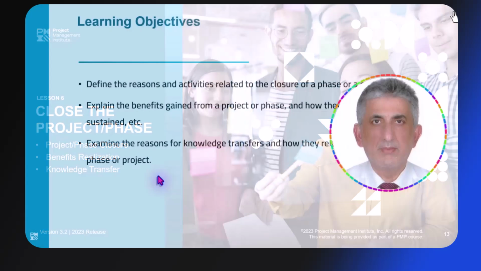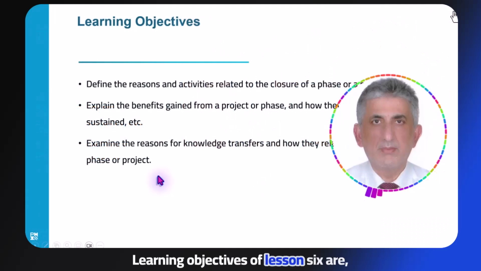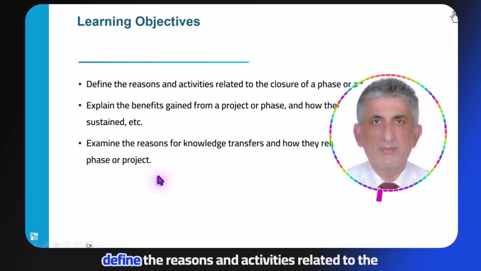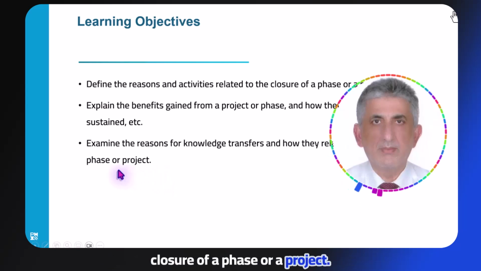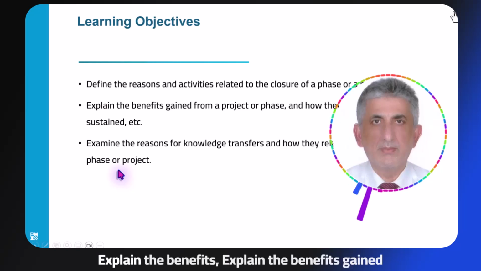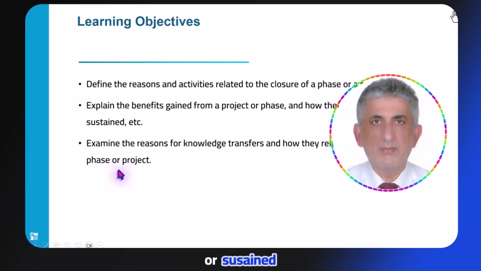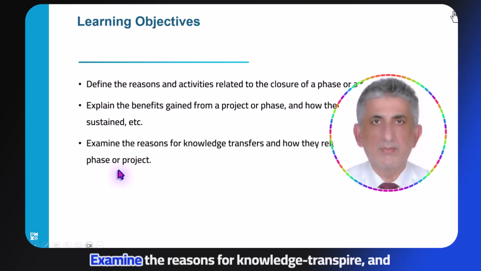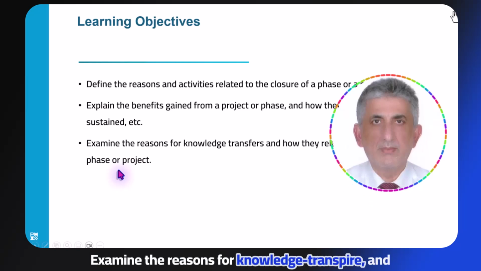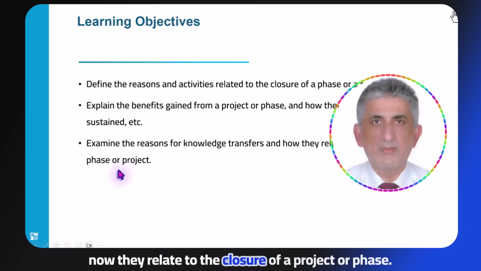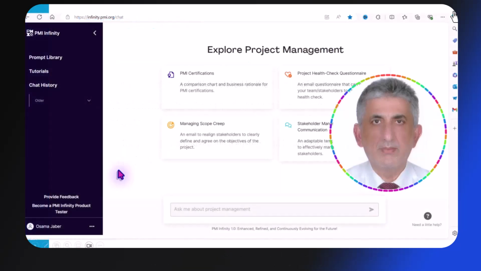Learning objectives of Lesson 6 are define the reasons and activities related to the closure of a phase or a project. Explain the benefits gained from a project or a phase and how they are managed or sustained. Examine the reasons for knowledge transfers and how they relate to the closure of a project or phase.